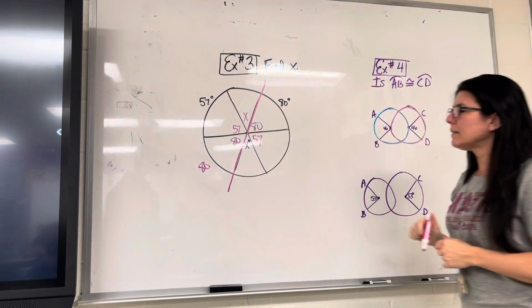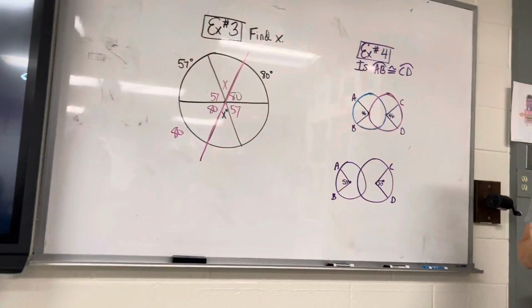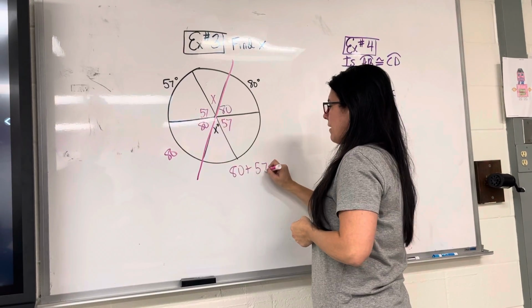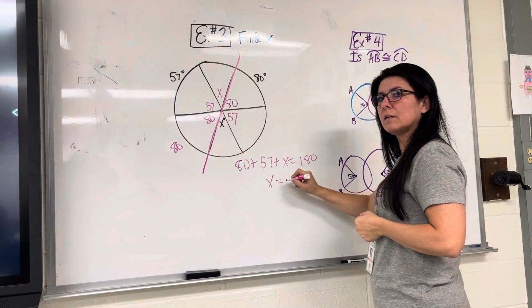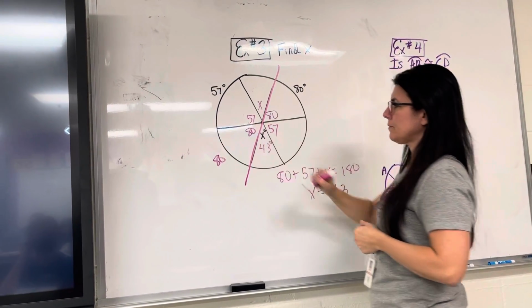Take 180 and subtract that 80 and 57. What do we have left for our x? If you want to make an equation out of it, you can say 80 plus 57 plus x equals 180. So what's x? 43. So this little angle is 43 degrees.